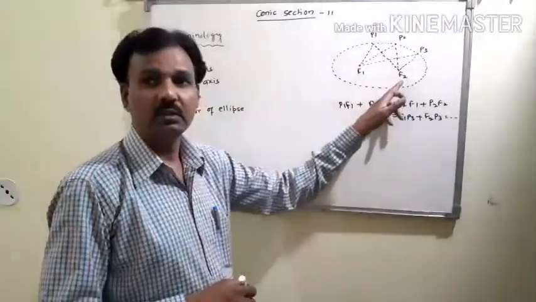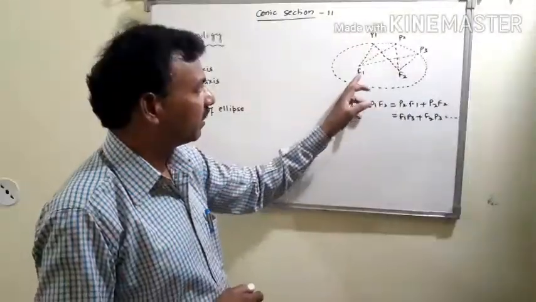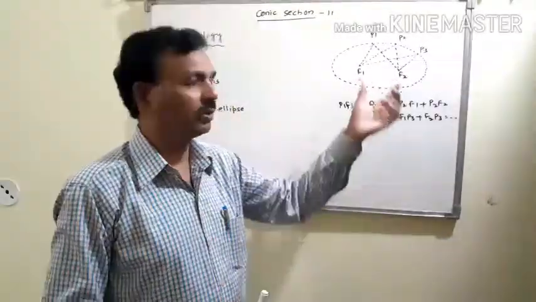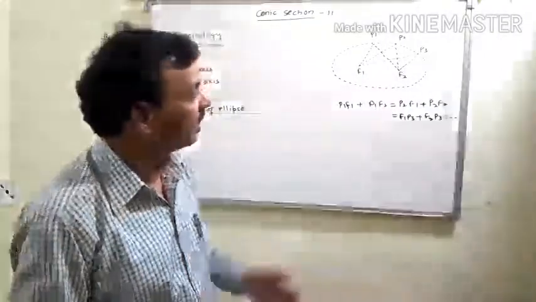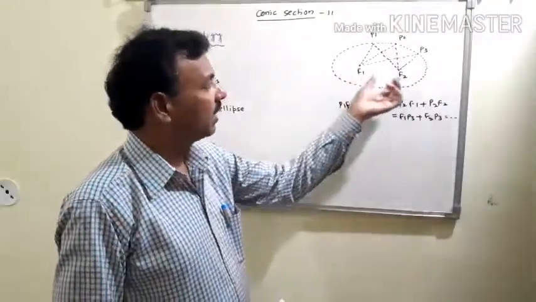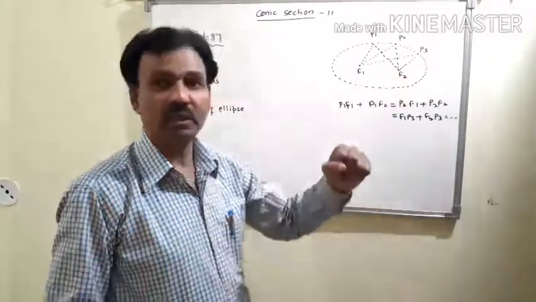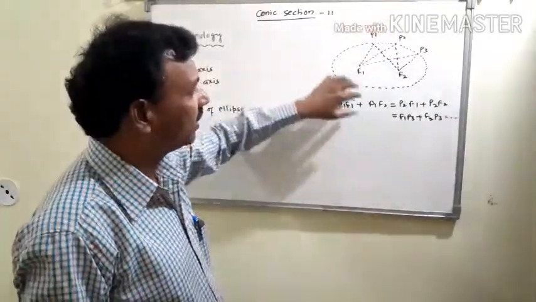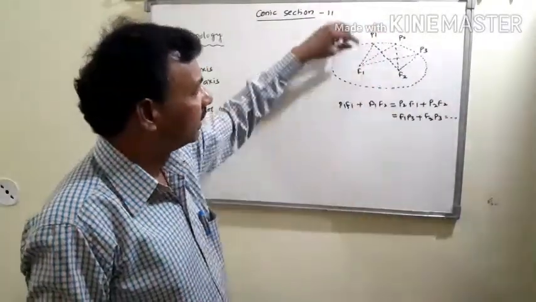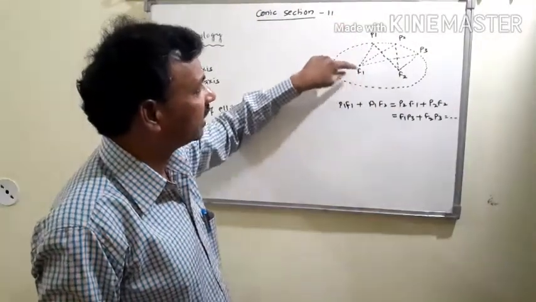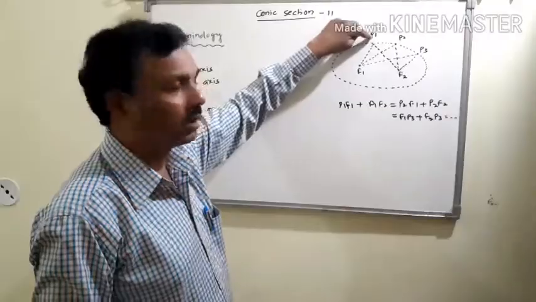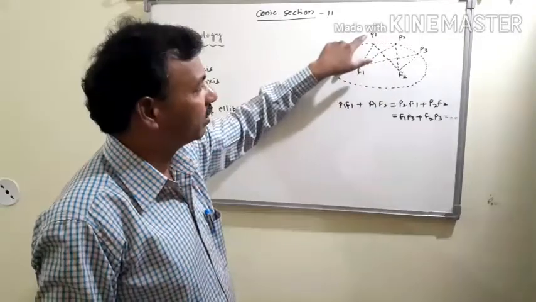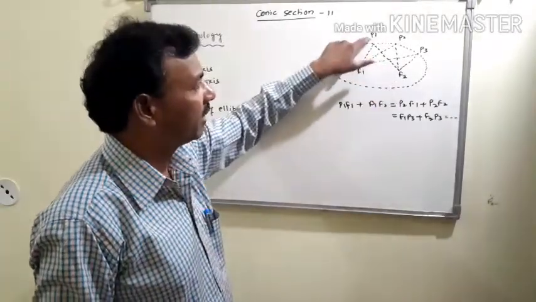The two fixed points in this ellipse, that means F1 and F2, are known as foci. Foci is the plural form of the word focus. A focus is a point such that for any point on this ellipse, we take the distance from this focus to the point, and add the distances F1P1 and F2P1.